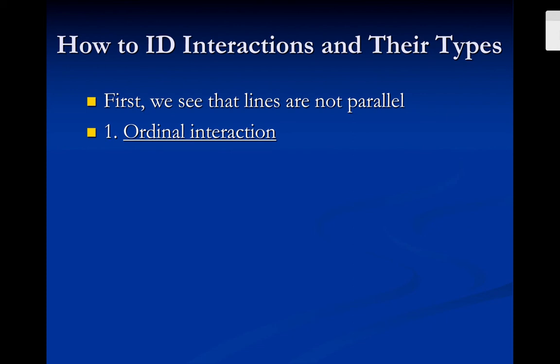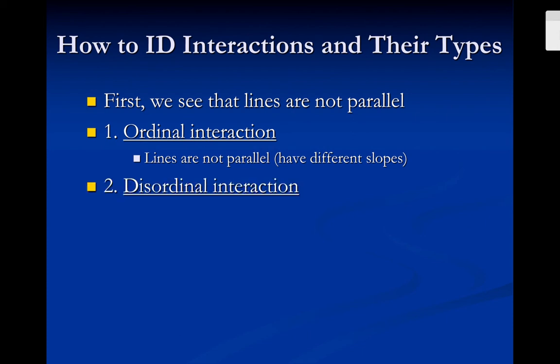So there are two types of interactions that may exist. The first one that we have is what we call an ordinal interaction. And an ordinal interaction is where essentially we have lines that are not parallel to each other. In other words, they have different slopes, but they don't cross, they don't intersect. The only thing that happens between them is that they are not parallel to each other, but they don't touch, they don't cross, nothing.